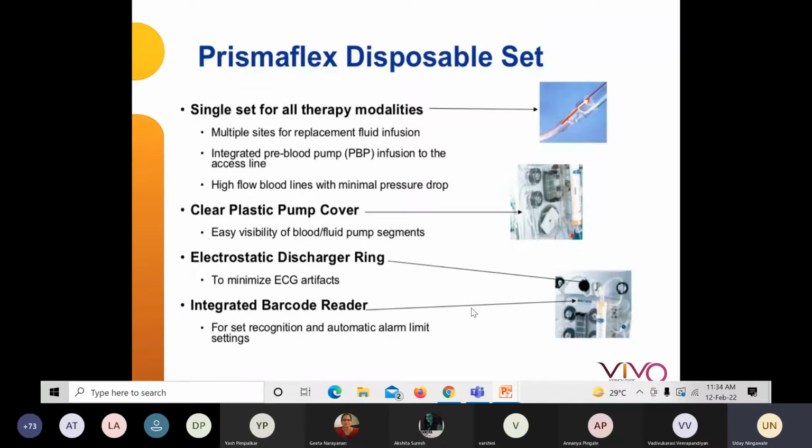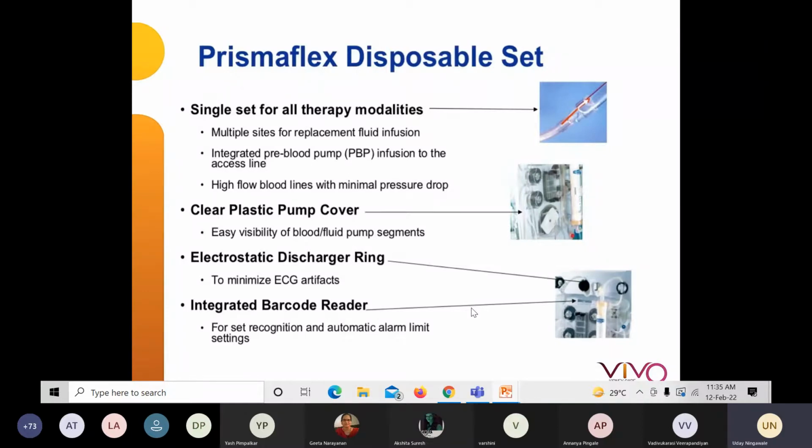Clear plastic pump covers, easy to see, and fluid pump segments also. Electrostatic discharge rings are also there to minimize ECG artifacts. Integrated barcode reader: when you are loading the kit on the machine, there is an integrated barcode reader. Once it reads the barcode, it will be recognized and automatic alarm limits get set, because various types of kits are available.